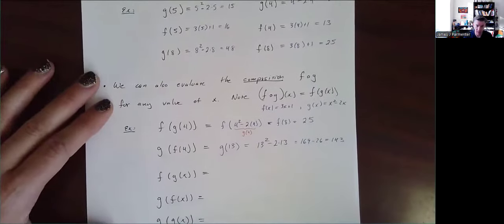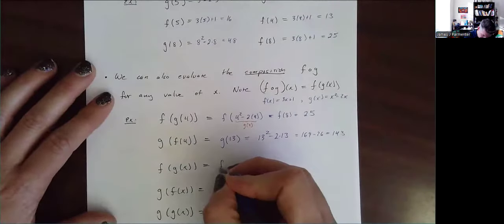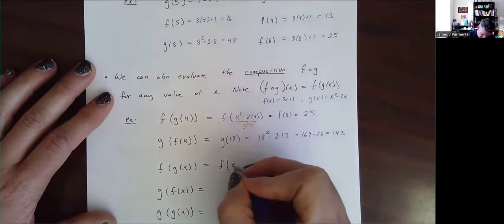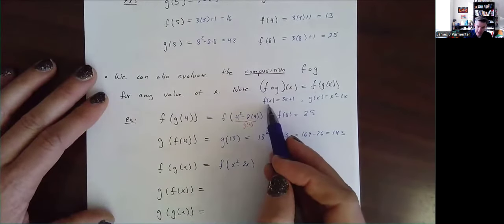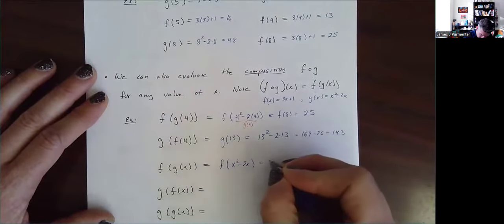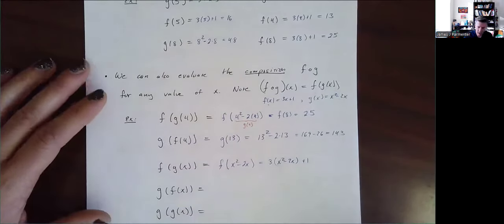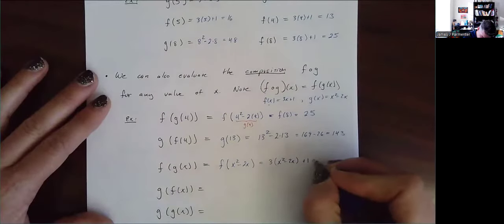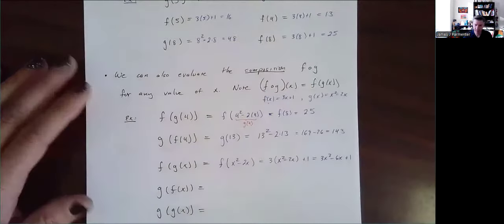Let's look at something where we don't actually have numbers. So if I want to find, say, f of g of x, that'd be f of, well, let's see, g of x is the function x squared minus 2x. So then f of x equals 3x plus 1. So f of some stuff is going to be 3 times that stuff plus 1. You could leave that as is, or you could simplify it depending on the problem. If I multiplied that, I'd have 3x squared minus 6x plus 1.